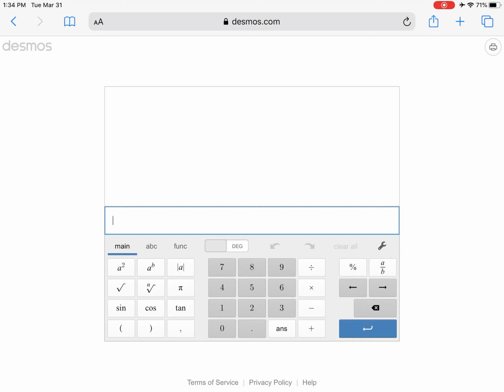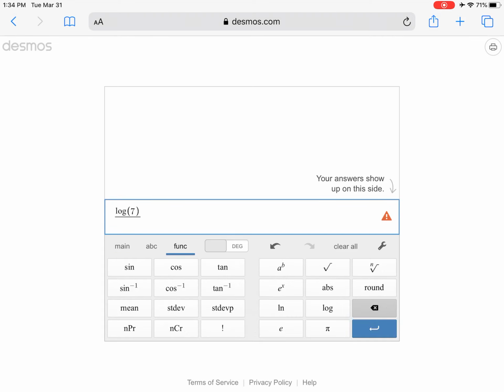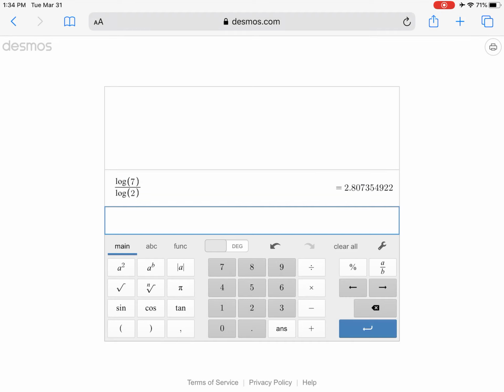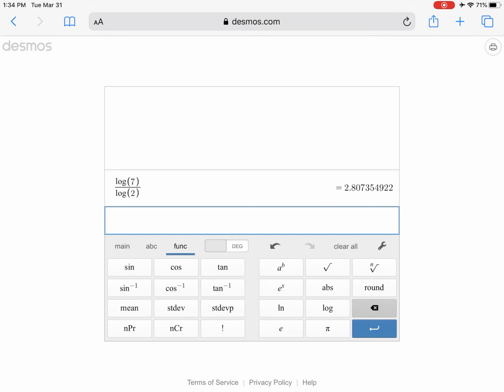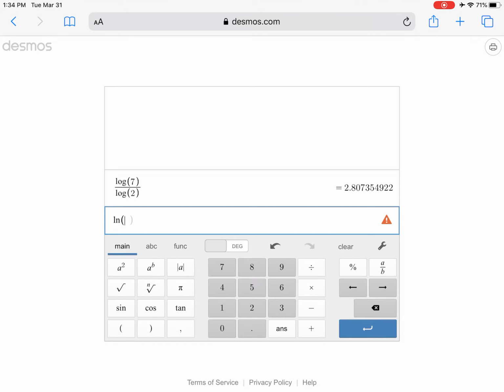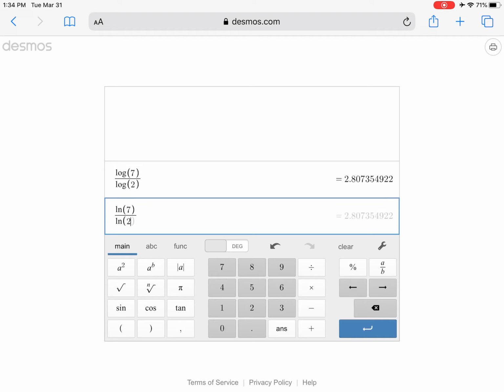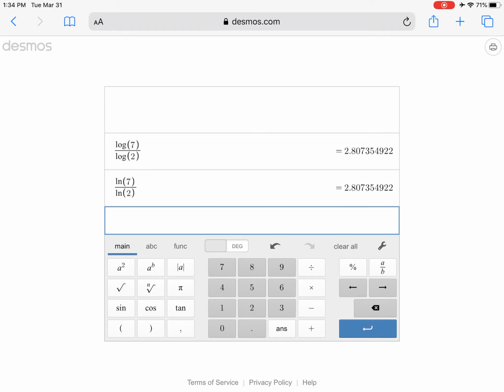So if we have log of 7 divided by log of 2, that gives us 2.807, etc., etc. Now let's try with a natural log. So if we have ln of 7 divided by ln of 2, we also get the same value.